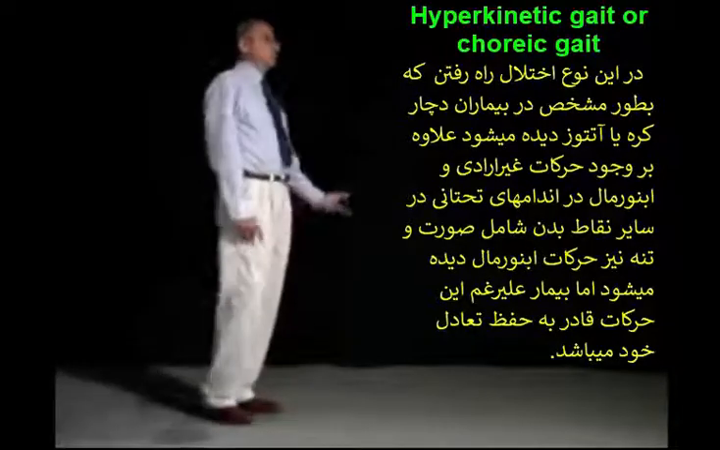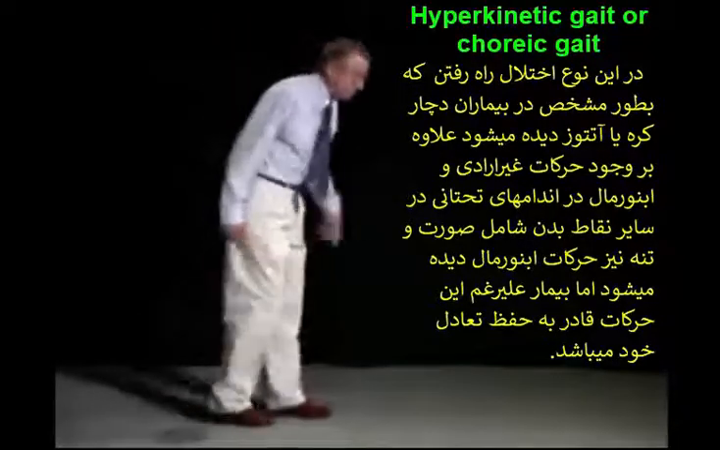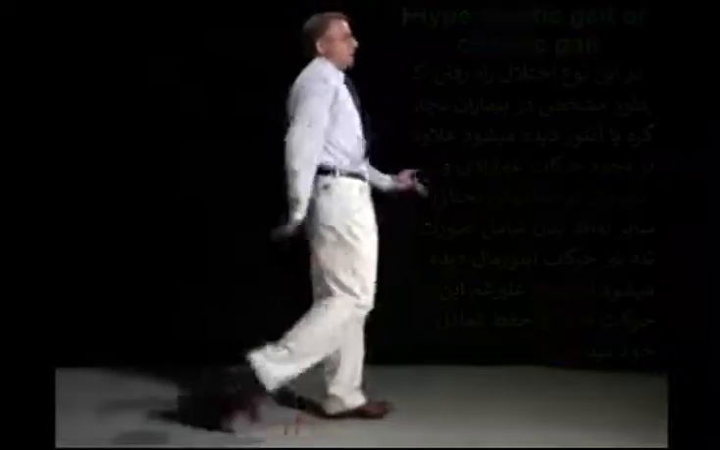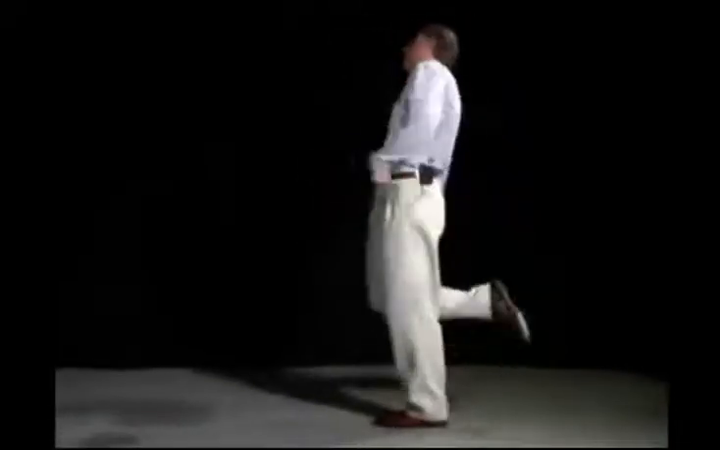And so the patient attempts to walk, and you get the superimposition of the movements, but the patient doesn't actually fall because the balance is not affected. Just you have these involuntary movements that are now being superimposed on the gait.